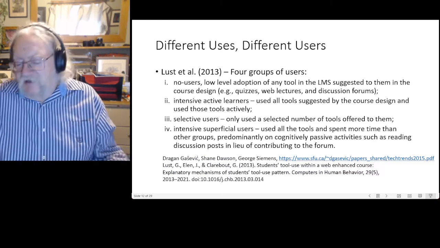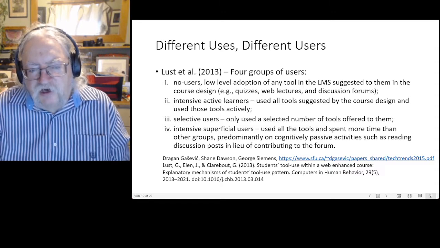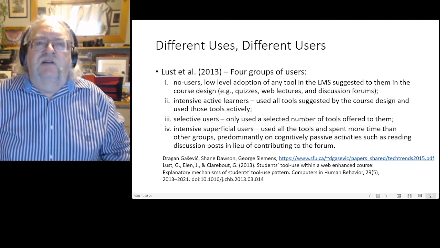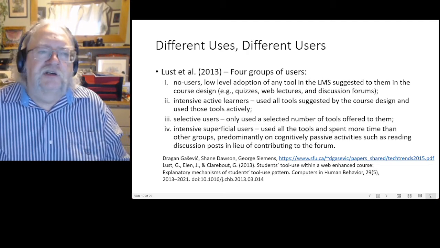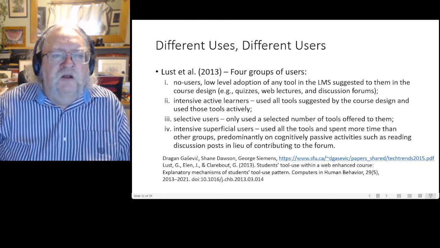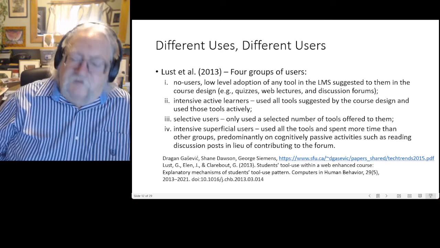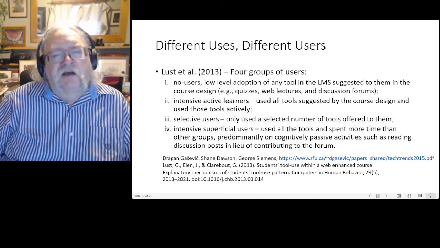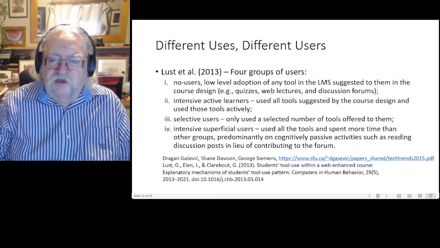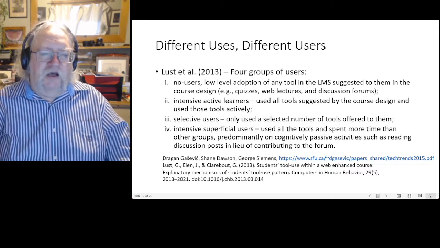Here's another way of grouping stakeholders. This is Lust's four groups of users. And this is important because it shows that we can't even consider a natural group of stakeholders like students to be a single undifferentiated whole. There are different kinds of stakeholders even within the student community. So Lust and colleagues look at, for example, the no-use low-level adopters of tools, or the intensive active learners who use everything suggested by the course design and actively use them, selective users who just pick out certain tools to use, and then intensive superficial users who use all the tools but spend more time reading than other groups, predominantly on cognitively passive activities. I kind of garbled that quote, but you get the idea there.